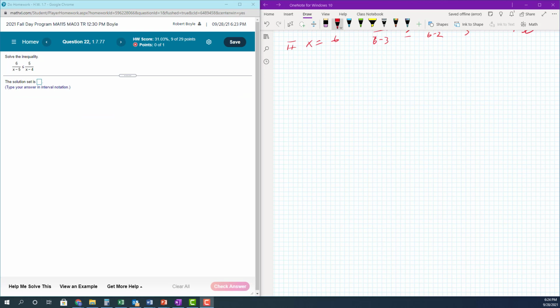Okay, let's take a look at this inequality. This one should be a fun one. Here we have 6 over x minus 5 is less than or equal to 5 over x minus 4. So the very first thing we want to do is, remember, we want to have a single fraction on one side and then 0 on the other side.